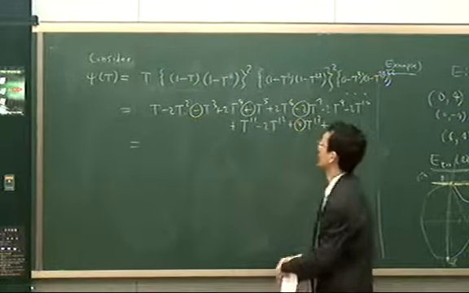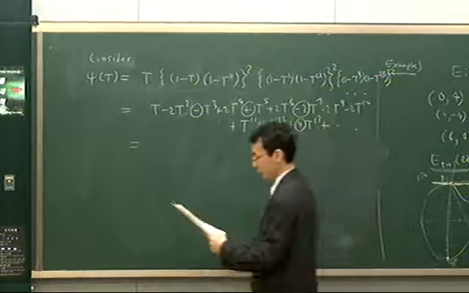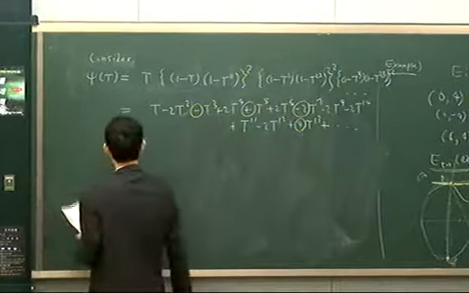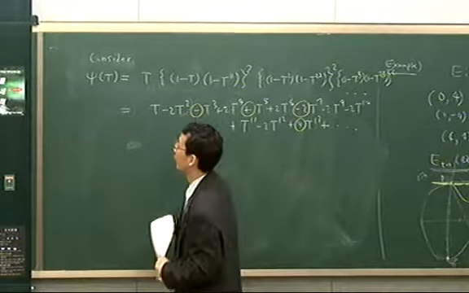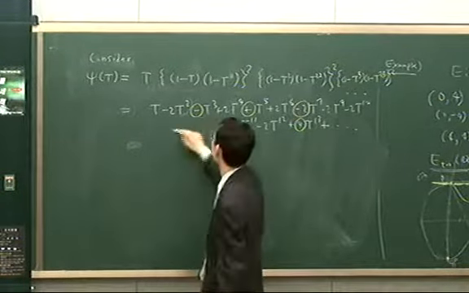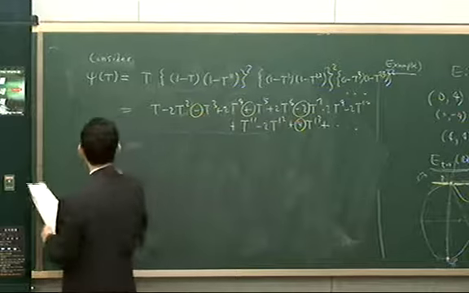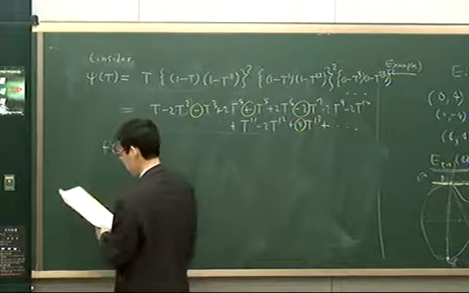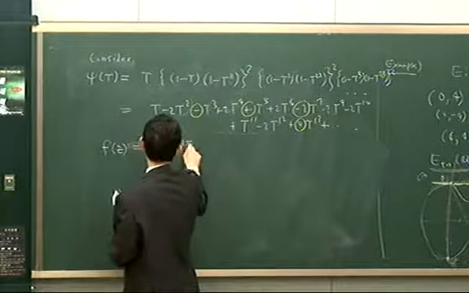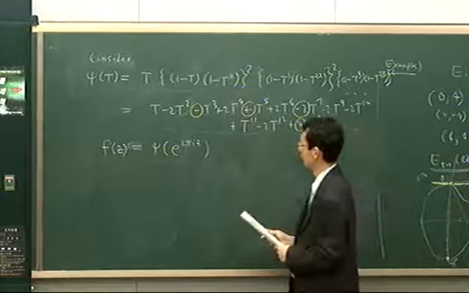So this is an observation from the Shimura-Taniyama conjecture. So the Shimura-Taniyama conjecture implies that for every elliptic curve, we can define this function, which has the same coefficient at good primes. So let's define f(z) equal to psi exponential 2 pi i z. This defines a complex valued function.